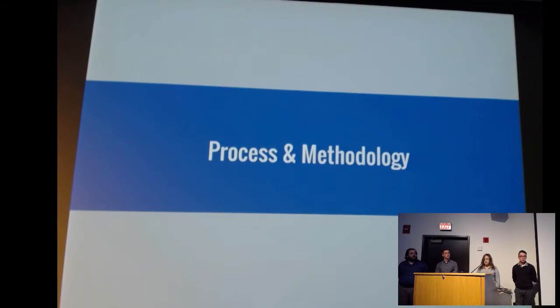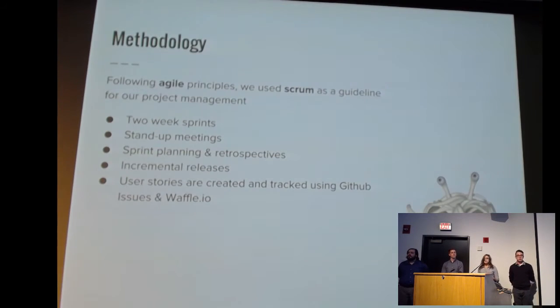So moving on to process. Because most of the app was already there, our job was really to expand on it. So we didn't have a well-defined set of requirements. We had a couple areas that we wanted to explore. So in order to accommodate this in our process, we used Scrum as a guideline. This allowed us to have incremental releases for more frequent user testing, retrospectives for continuous improvement, and we used GitHub issues and Waffle.io to create our user stories for our sprint planning.